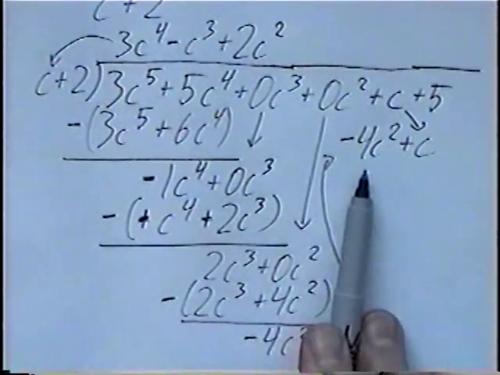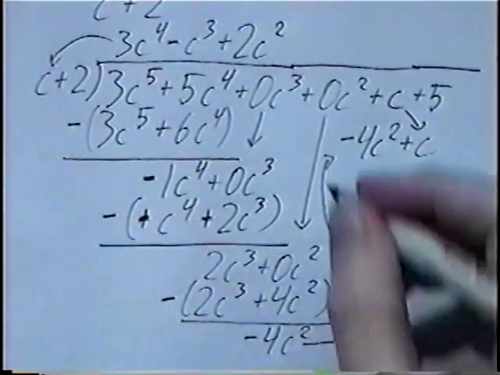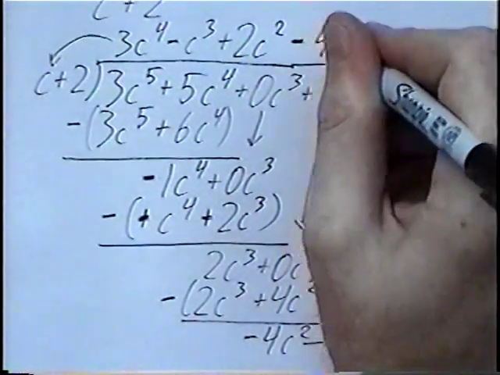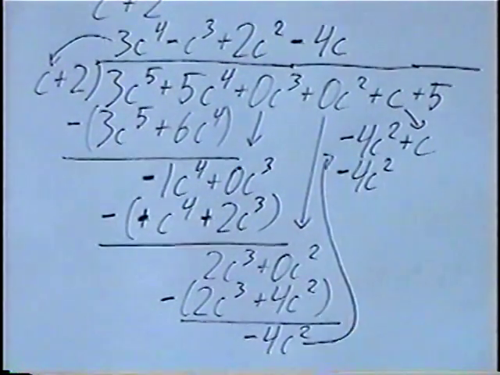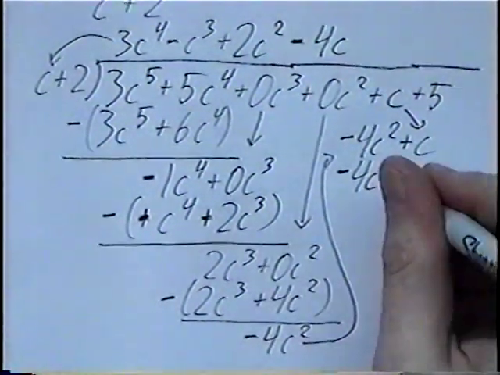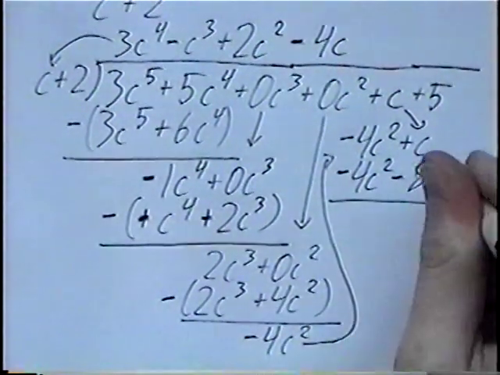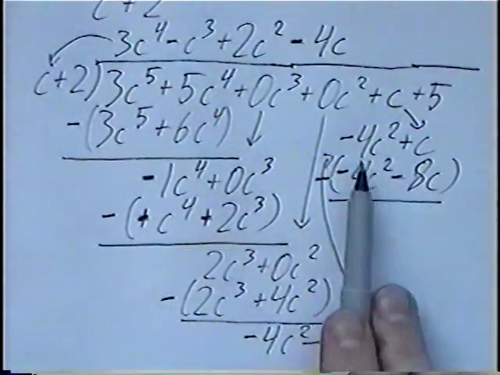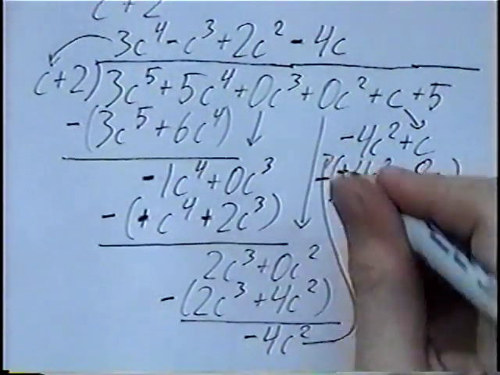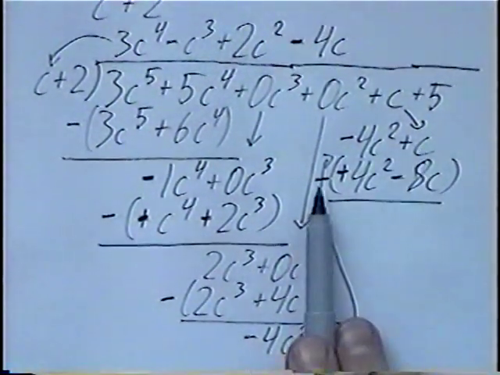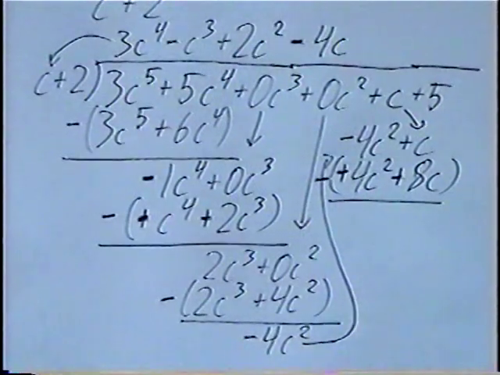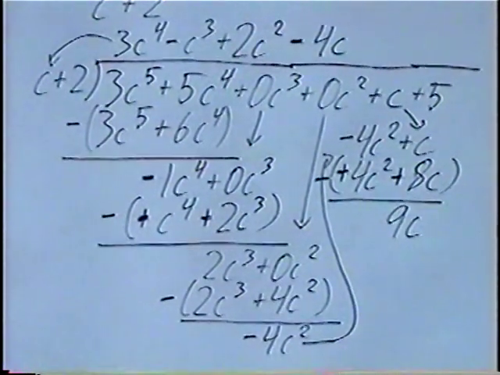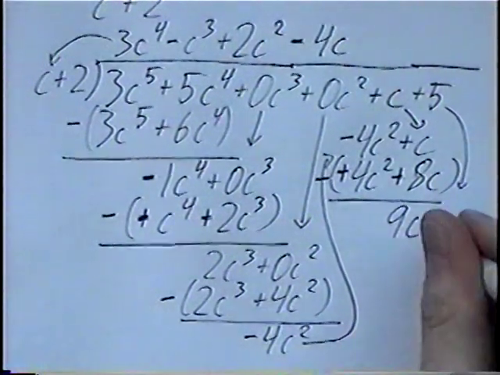Dividing c into negative 4c squared, that'll be negative 4c. Negative 4c times c will be negative 4c squared. And again, the first terms always have to match up. And negative 4c times 2 would be negative 8c. Negative 4 minus a negative 4, or adding 4, would cancel. And 1c minus a negative 8c, minus a negative will be adding 8. So 1c plus 8c would be 9c. Bringing down the last number, which would be a positive 5.